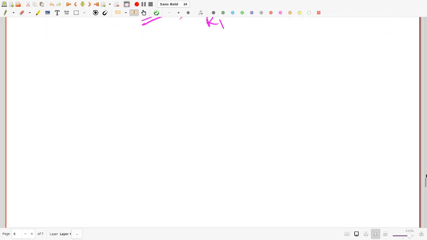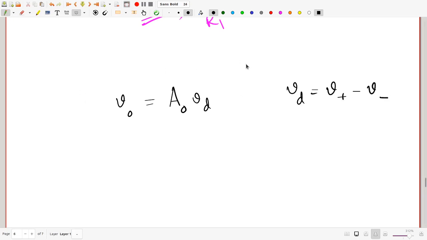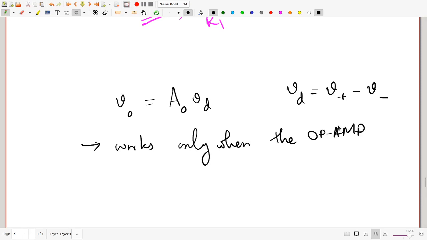that is VO = A0 VD, where VD is V plus minus V minus. This should work. This works only when the op-amp is in the linear region.